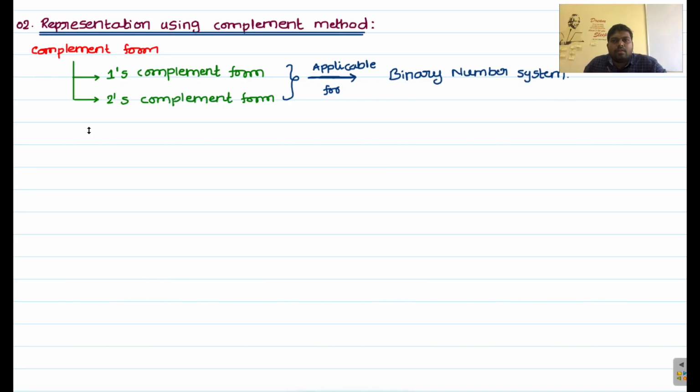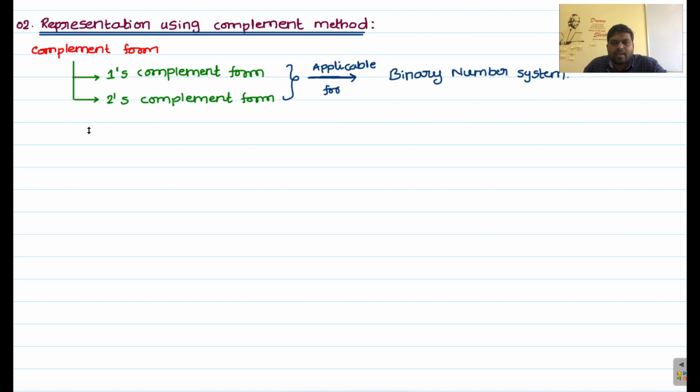Hi everyone. So our next topic is representation using complement method. In order to represent negative numbers, we have two methods. One is sign magnitude form, another one is complement form. Already we covered sign magnitude form. Now the second method is complement form, right?